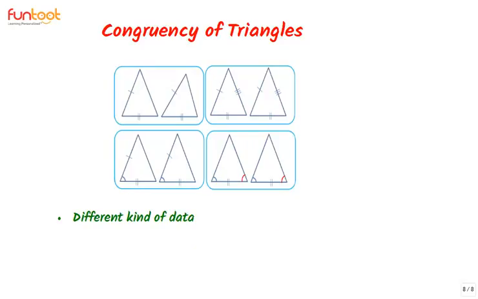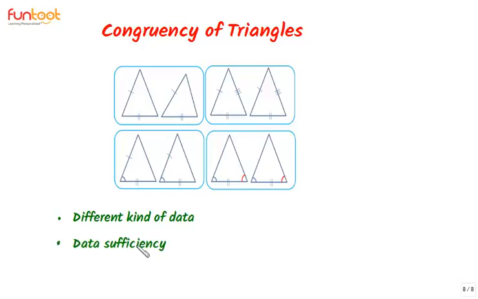Let's summarize what we have learned. In different cases here, that means in 4 cases, we had different kinds of data, and in 3 cases, we were able to decide that the given pair of triangles is congruent. So we were able to decide in this pair, in this pair, and in this pair that the triangles were congruent. In different situations, we do not have the same data. We should know what data is sufficient for determining the congruency of two triangles.